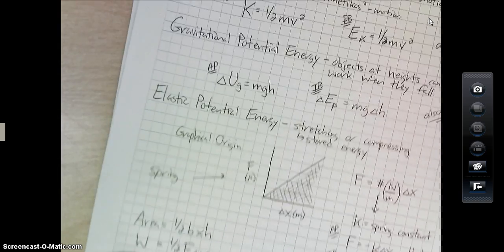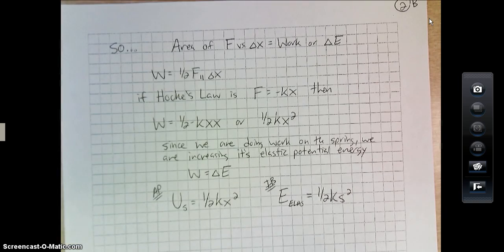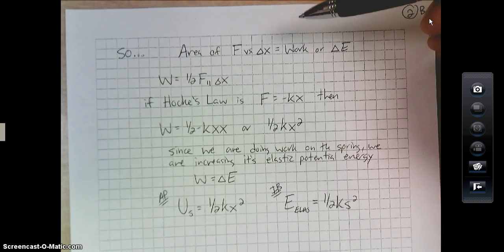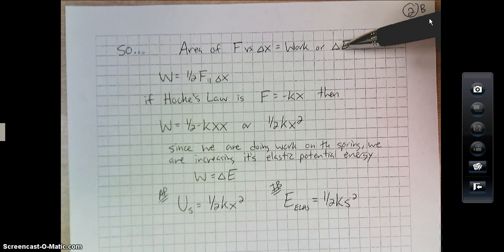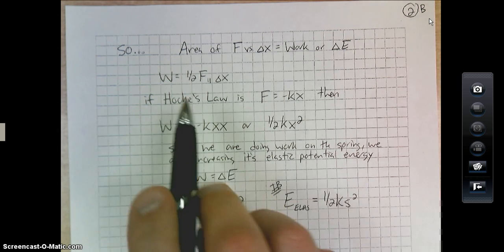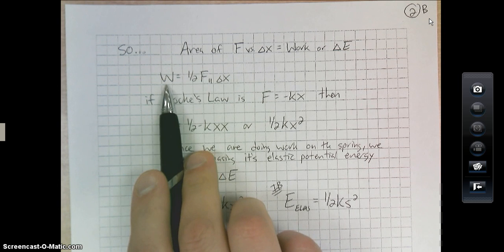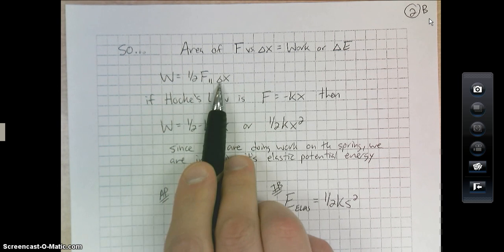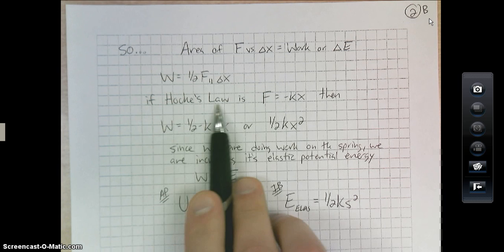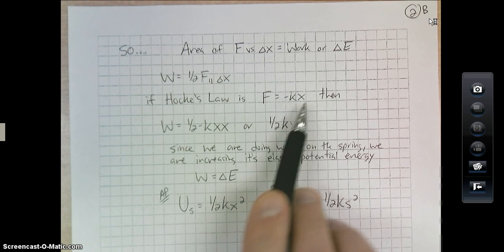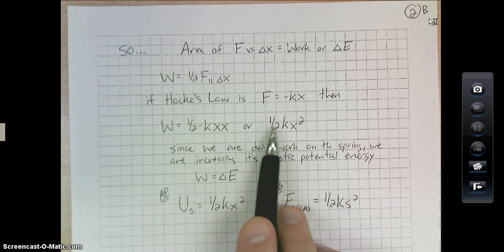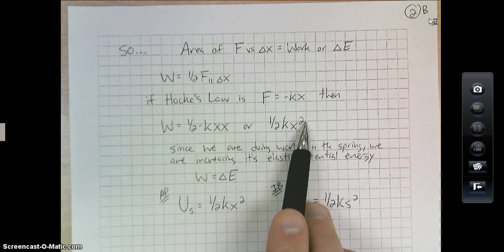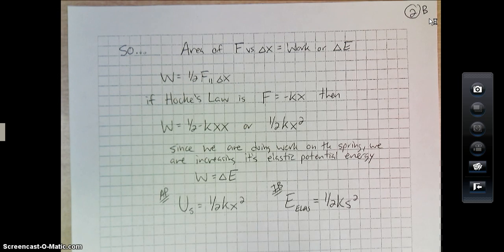All right. So if the area of a force versus displacement graph is the work, we could also think of that as a change in energy. Well, what is that energy? If we look at this particular formula again, work being 1/2 F parallel to delta X, if I substitute in Hooke's law for that, I would get work is 1/2 negative K X times X, or 1/2 K delta X squared, or X squared. Now I got rid of the negative just because I don't think it's important to have it in there.